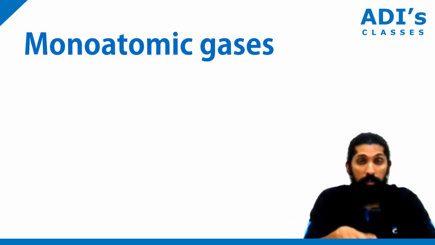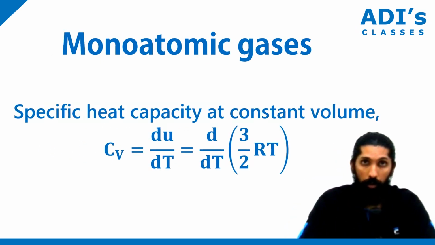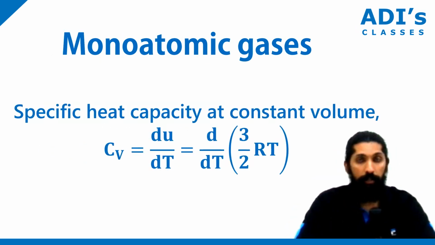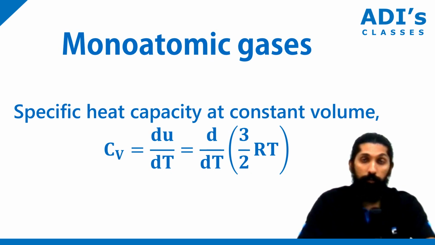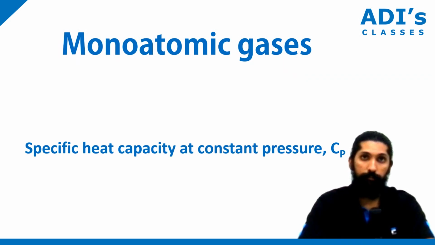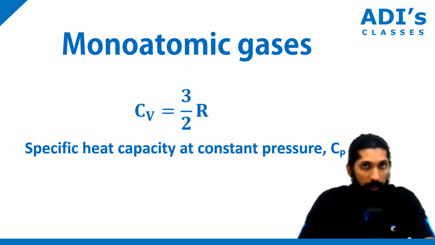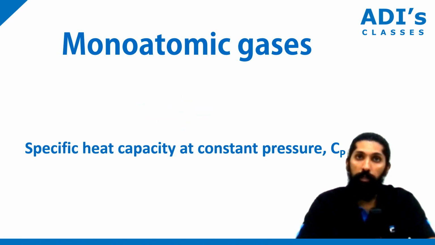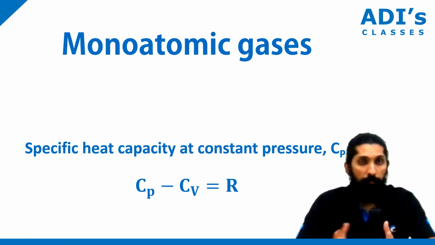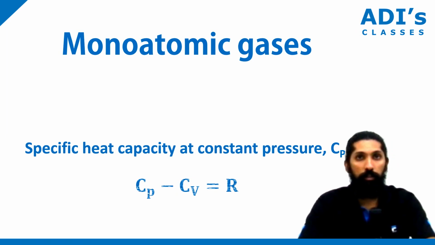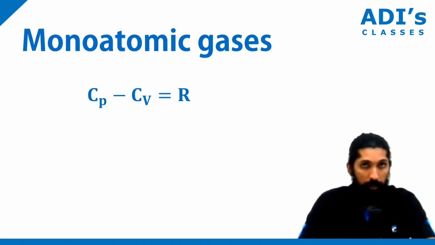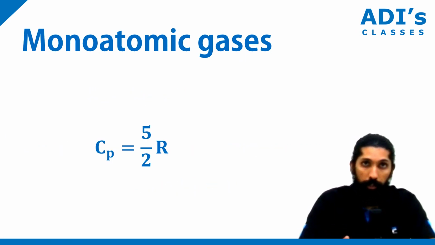Now, what is specific heat capacity at constant volume? CV is equal to dU by dT. So, d by dT of 3/2 RT gives you 3/2 R. If CV is 3/2 R, then CP, the specific heat capacity at constant pressure, we can calculate with the help of Mayer's formula: CP minus CV is equal to R. So, CP is going to become 5/2 R. Make sense?